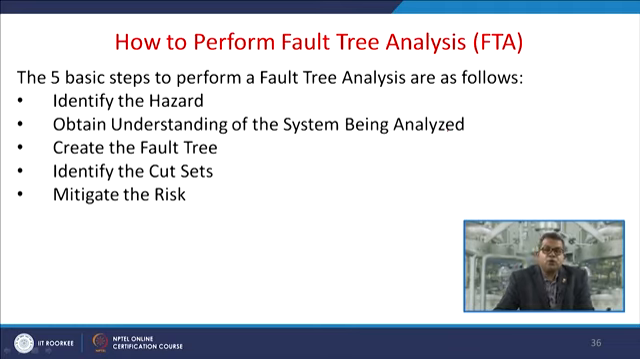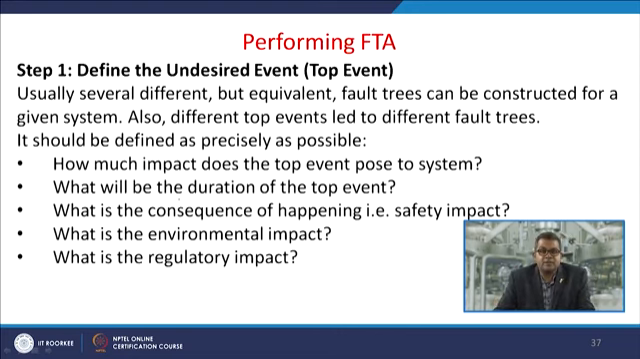Now, the question arises, how to perform the fault tree analysis? There are 5 basic steps to perform the fault tree analysis. These are: you need to identify the hazards, you need to obtain an understanding of the system which you need to analyze. Then you create a fault tree, then based on your knowledge, you identify the cut sets. Once you identify the cut sets, you attempt to mitigate the risk identified through this particular analysis. So let us take the first step, that is defining the undesired event, which is obviously the top event.